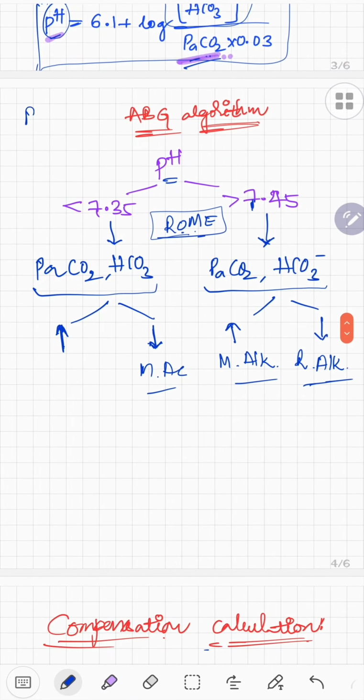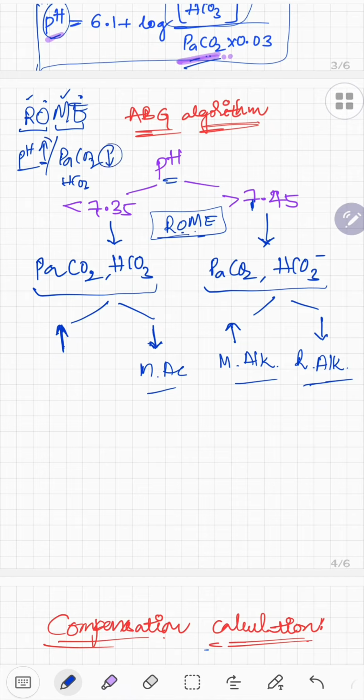And one mnemonic we have to remember is ROME. What does this say? ROME: respiratory opposite, metabolic equal. That means the pH is on one side, the increasing side, and the other two, that is PaCO2 and bicarb, are on the decreasing side, that is opposite. One is increasing, the others are decreasing, that means it is respiratory. If they are going the same side, that is metabolic.